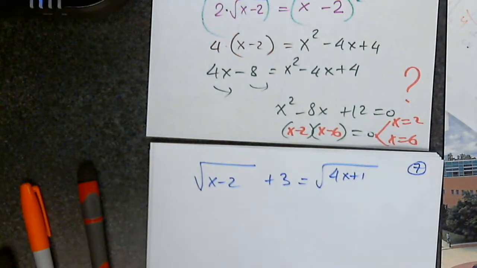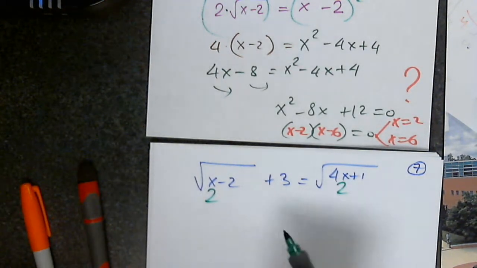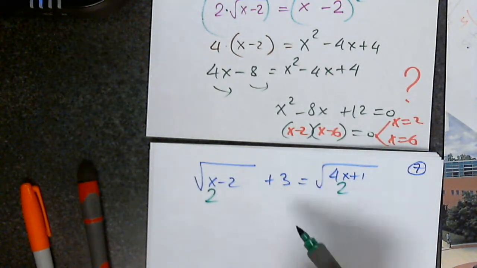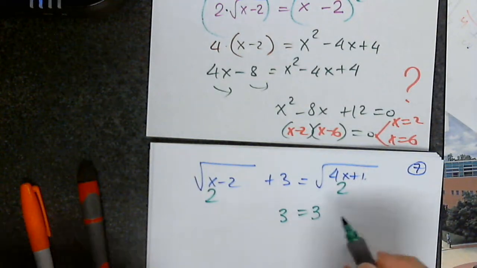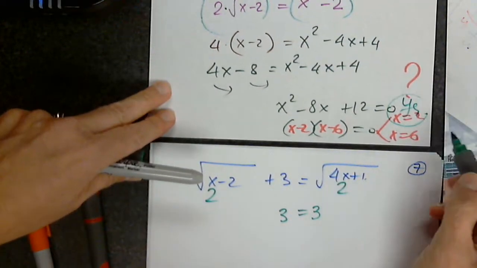And I check 2. Plug it in everywhere. So this is 0. 2 minus 2 is 0. So the left-hand side is 3. 8 plus 1 is 9. The square root of 9 is 3. I'll say yes to x equals 2.